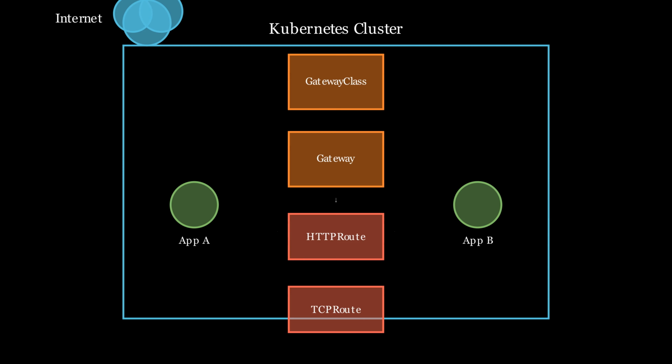External traffic flows from the internet to the gateway, which then routes it to the appropriate applications based on the rules defined in the HTTP route and other route resources. The gateway class provides the template for configuring the gateway itself. This architecture provides a clear separation of concerns between gateway class, gateway, and route resources, making it easier to manage complex traffic routing requirements in Kubernetes environments.